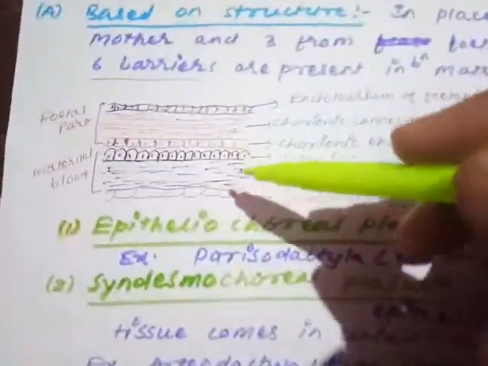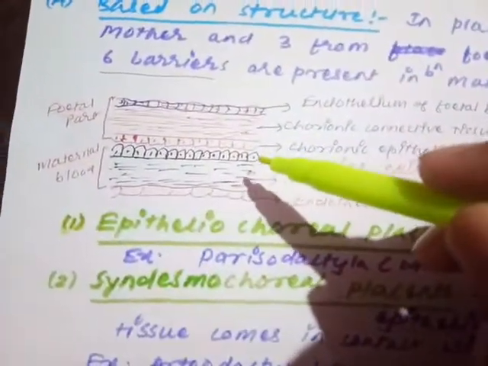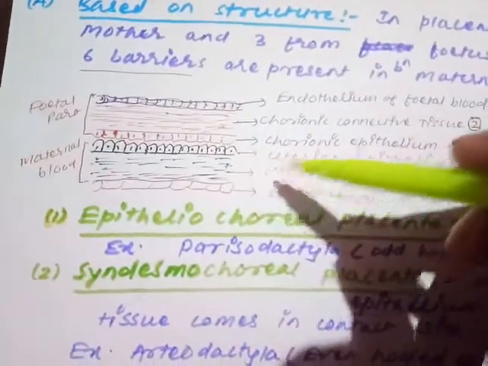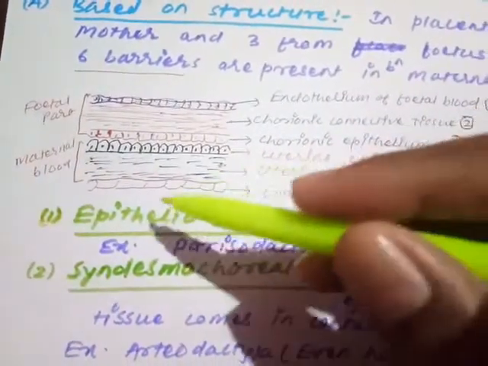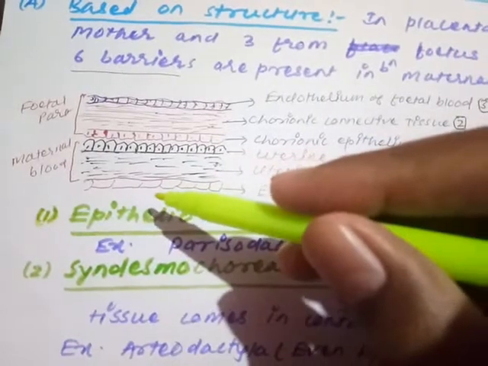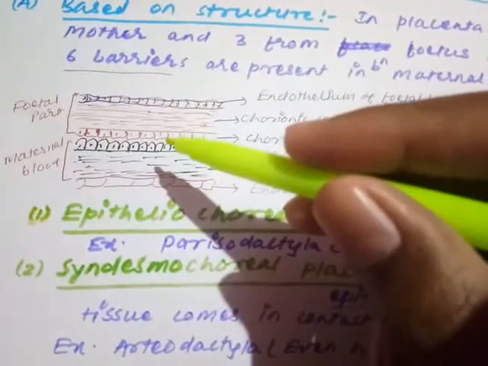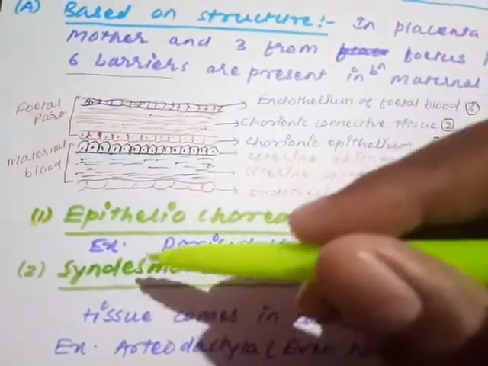मतलब क्या है यहाँ पे? यूटेराइन इपिथेलियम गया, यूटेराइन कनेक्टिव टिश्यू गया, एंडोथेलियम था वो भी गया. तो अब यहाँ पे क्या था? मैटरनल ब्लड था. So maternal blood is directly coming into contact of the chorionic epithelium. That is why hemo means what?